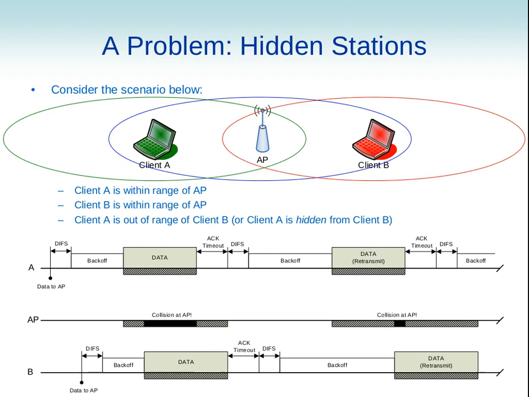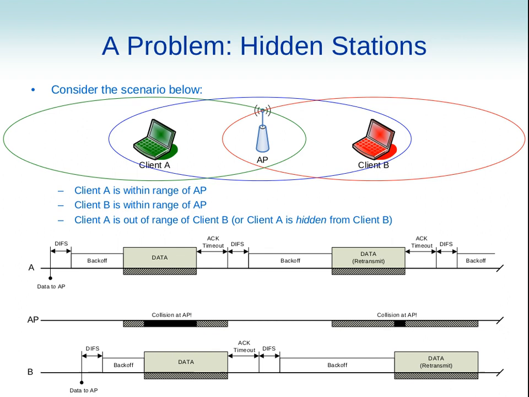There's one scenario that arises that causes many collisions, and that's the problem of hidden stations. The scenario is that we have an access point and two clients, for example, where the clients are within range of the access point. A can hear the access point, the access point can hear the client, but the clients are outside of range of each other. So B and the access point are within range, but when A transmits, B doesn't hear that transmission. It's too far away. And similarly, when B transmits, A doesn't hear the transmission. A and B in this case are hidden from each other. They're hidden stations or hidden terminals.